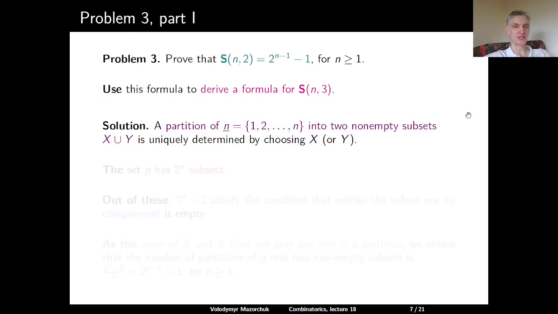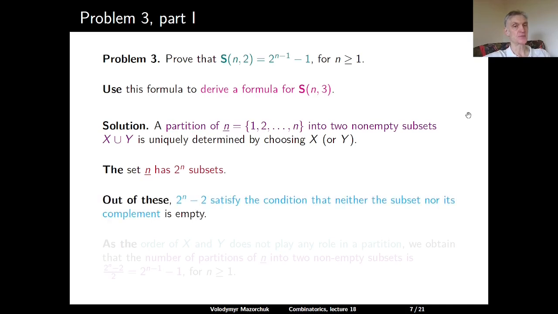Solution. A partition of the set 1, 2, and so on n into two non-empty subsets x and y is of course uniquely determined by choosing x or y, because the other set should be the complement, and we have the condition both should be non-empty. The set 1, 2, and so on n has 2 to the power n subsets. And 2 to the power n minus 2 of these subsets satisfy the condition that neither the subset nor its complement is empty. So we should throw away the empty subset and we should throw away the whole set 1, 2, and so on n, because it has the empty complement.